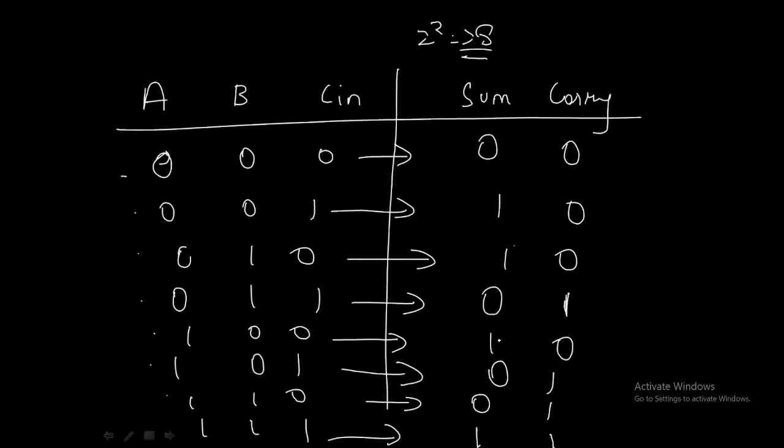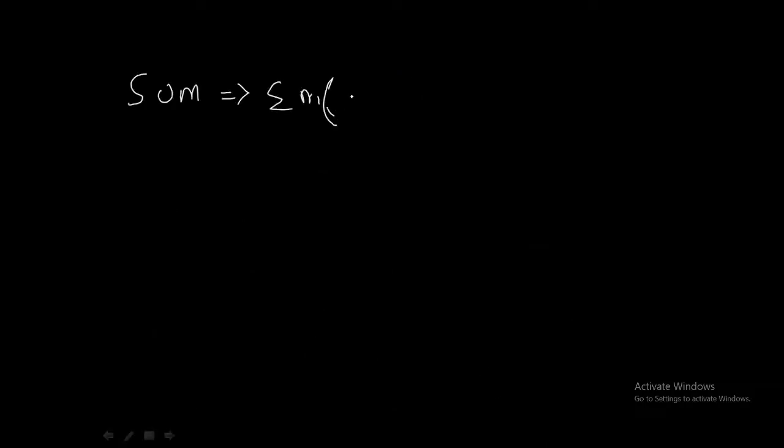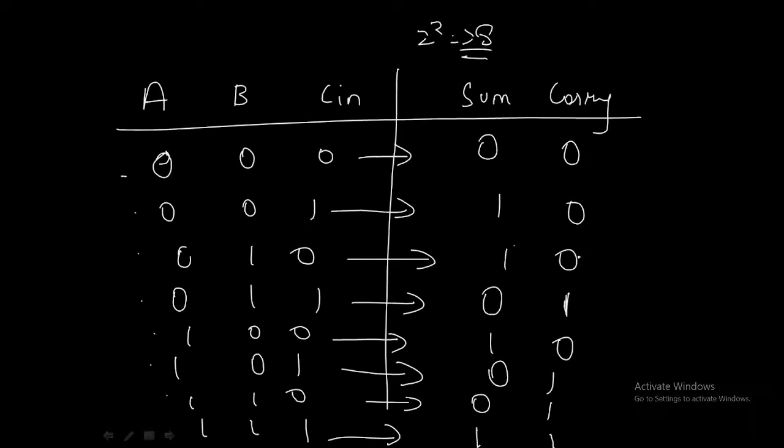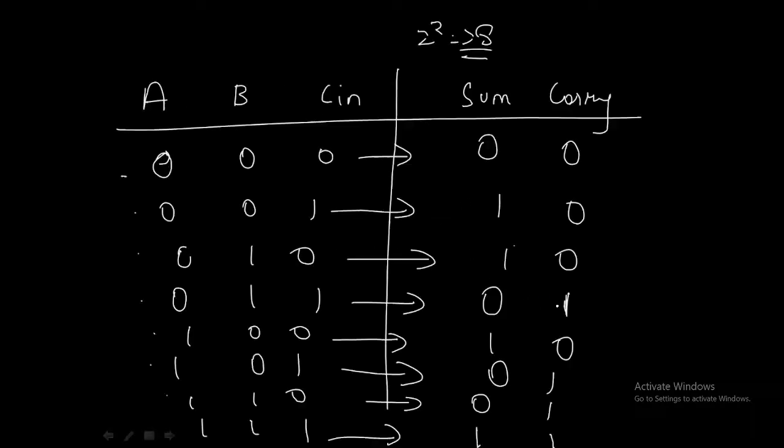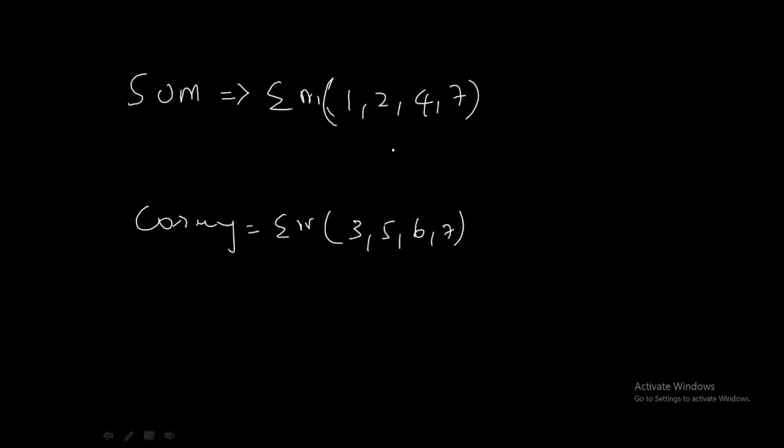Okay, now if you want to write the Boolean expression of sum, just write the minterms first. Sigma m. What are all the minterms we have? 1 2 4 7. Okay, sigma m 1 2 4 7. These are all the minterms we have. And for carry, what are all the minterms we have? Carry is equal to sigma m 3 5 6 7. Okay, so these are the minterms for carry and these are the minterms for sum.